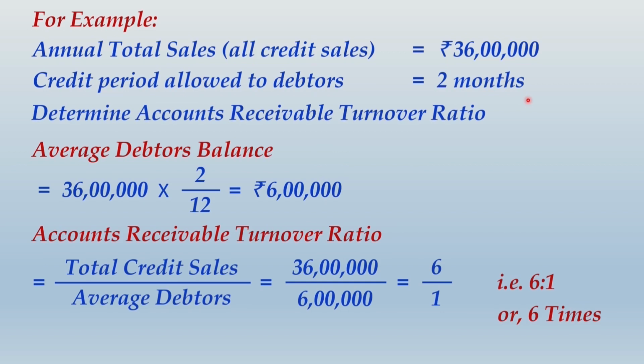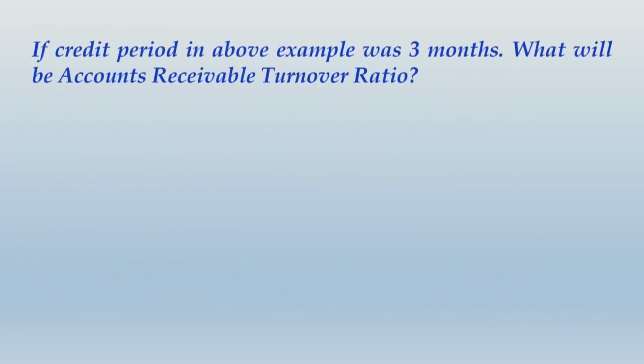So simply what you will do is 12 months in the year divided by 2 months will give you 6 times. Alternatively, if the question has given you accounts receivable turnover ratio of 6 times and asking you to determine the credit period, what you will do is in the numerator you take 12 months available in the year divided by 6 times to get your credit period for each cycle as 2 months.